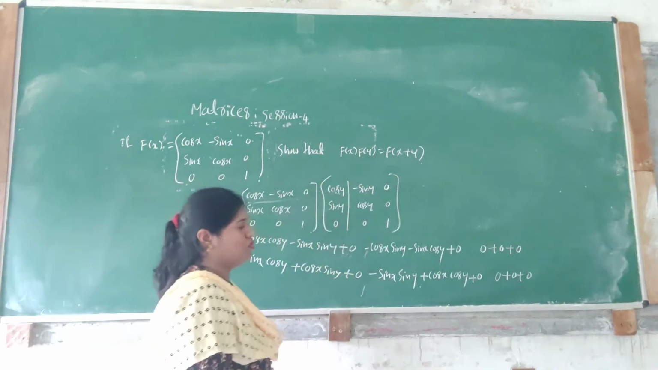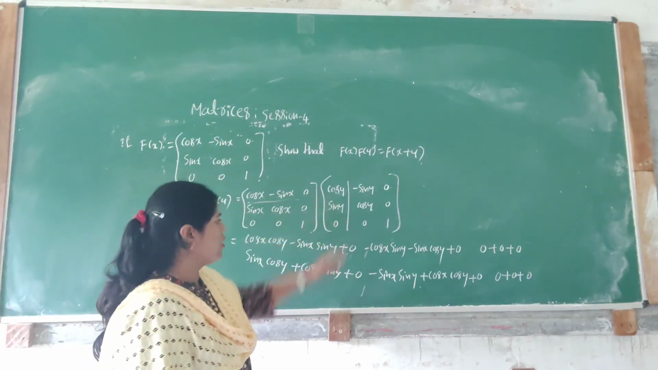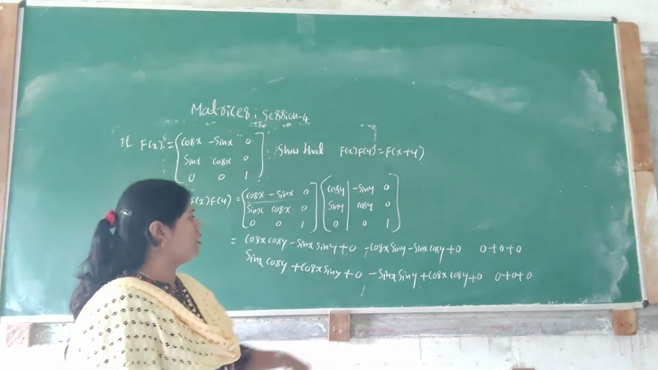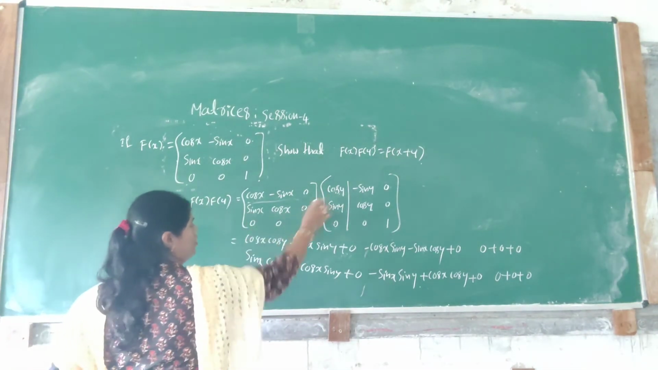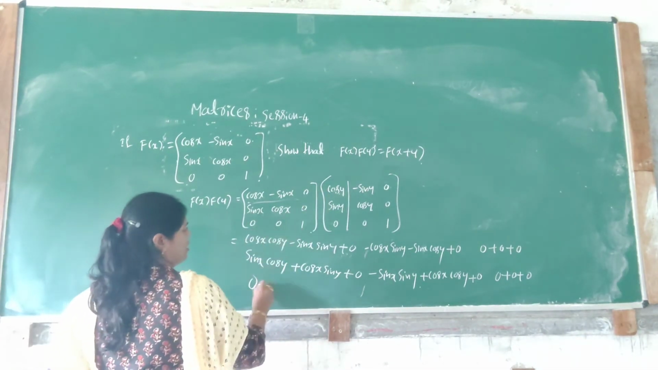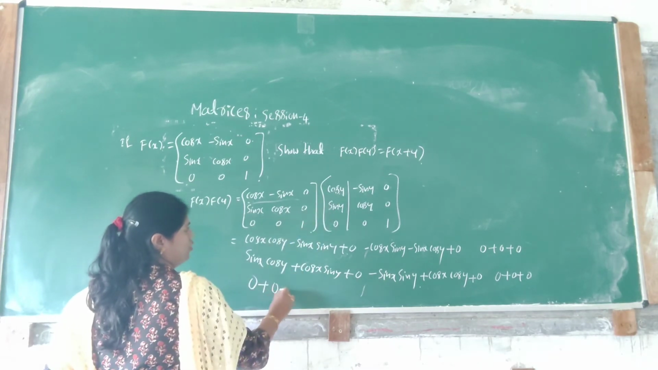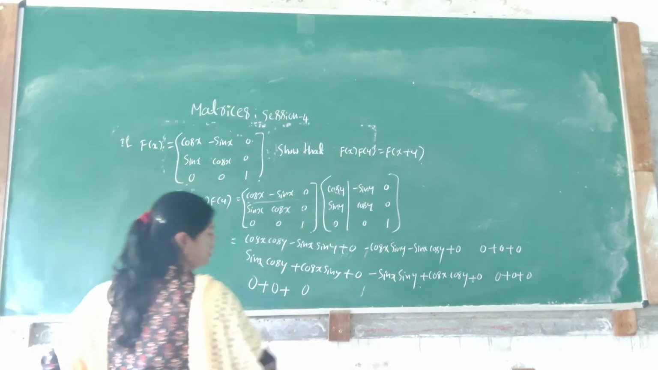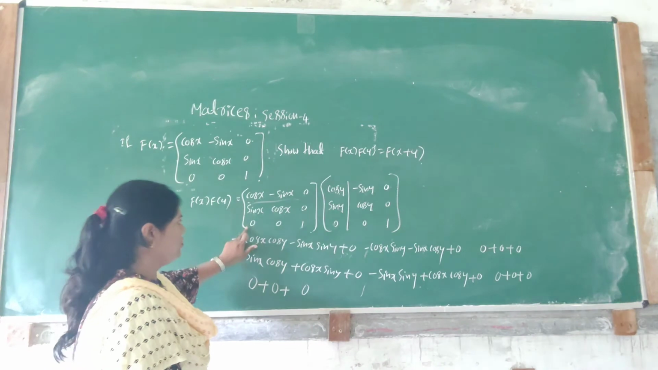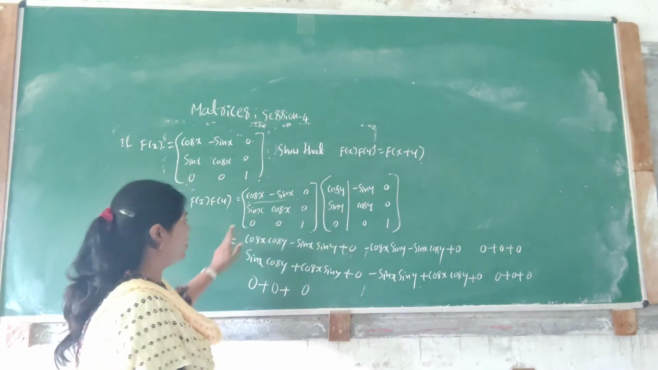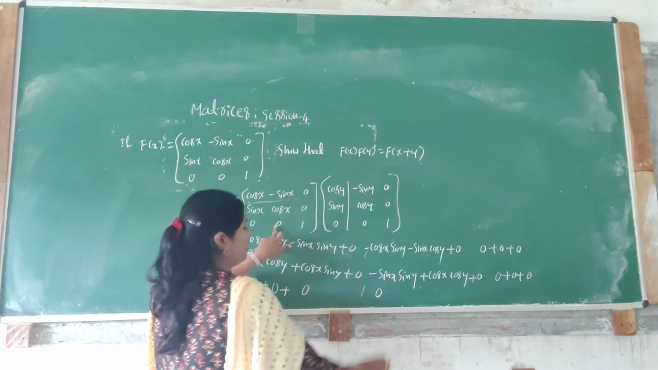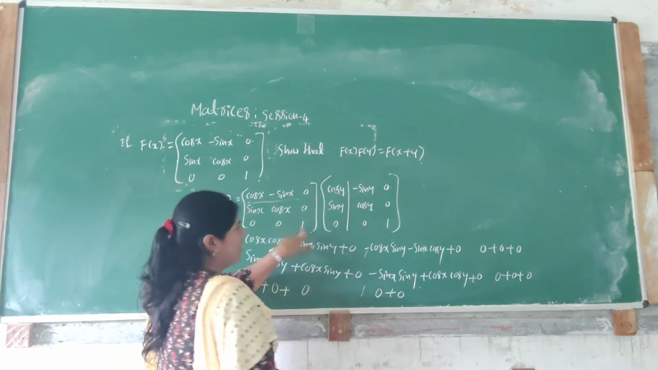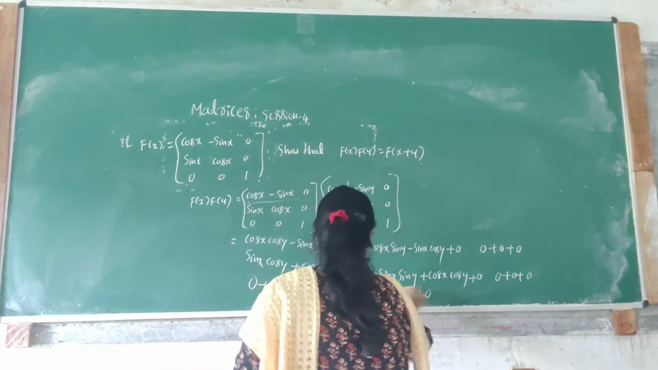First row, first column over. First row, second column over. First row, third column. Similarly, second row, first column, 0 into cos y, 0. Plus 0 into sin y, 0. Plus 1 into 0, 0. It will be like this. Next, third row, first column is over. Third row, second column, 0 into minus sin y is 0. Plus 0 into cos y is 0. Plus 1 into 0 is 0.